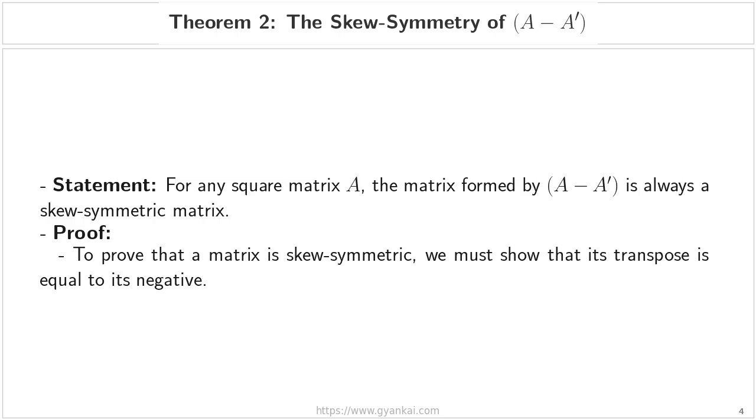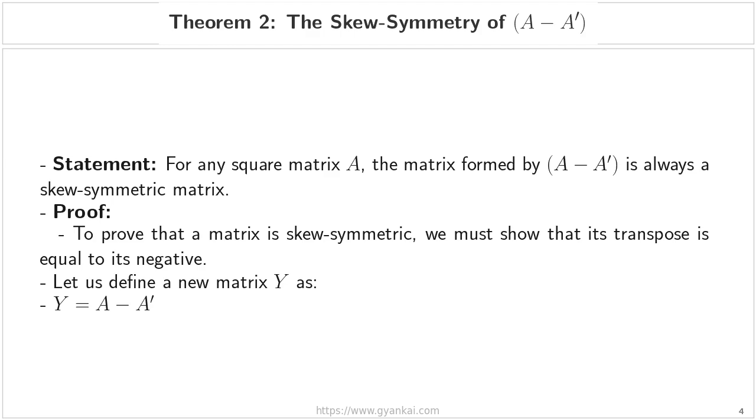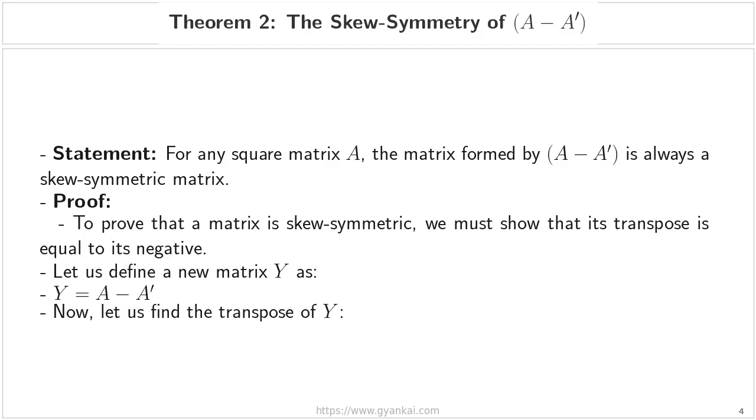To begin the proof, we must first recall the defining characteristic of a skew-symmetric matrix. To prove that a matrix is skew-symmetric, we must demonstrate that its transpose is equal to its negative. Let us start by defining a new matrix, which we will call Y, as the result of A minus A transpose. Now, our goal is to find the transpose of Y to see if it meets the condition for skew-symmetry.